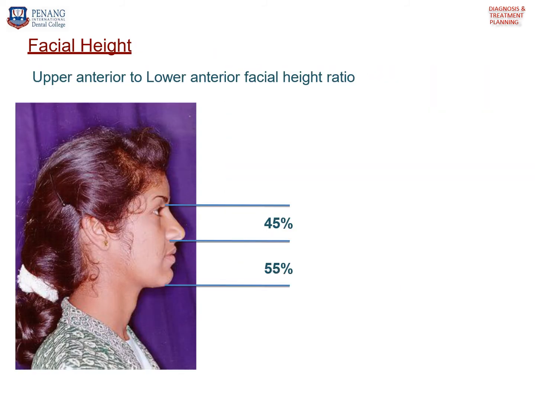Now facial height. The upper anterior to lower facial height ratio is usually 45% for the upper and 55% for the lower. Anything more than that, of course, there is an asymmetry.